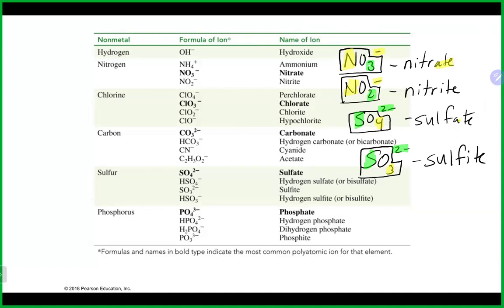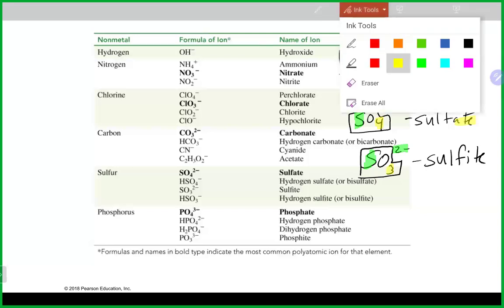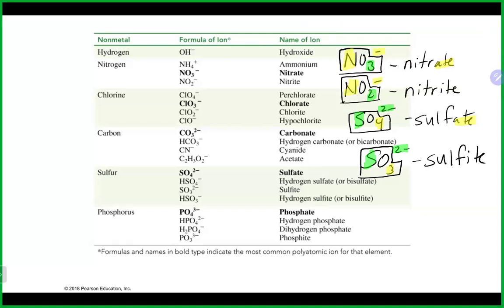How can you remember that? I ate too much. Yeah, most oxygen. That's a good way. The one that has the least number of oxygens in a grouping of 2 will end in ite. So that's a really good way to group these guys together that are related to each other.